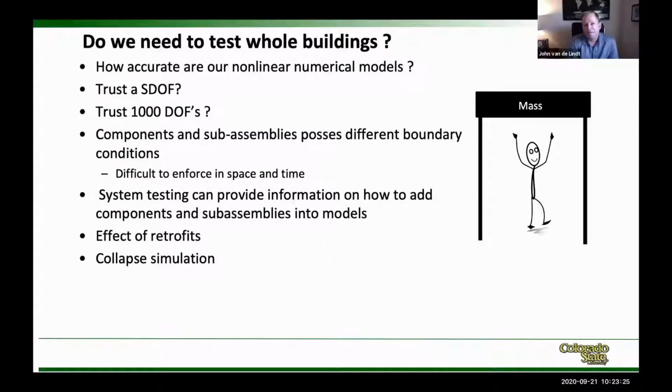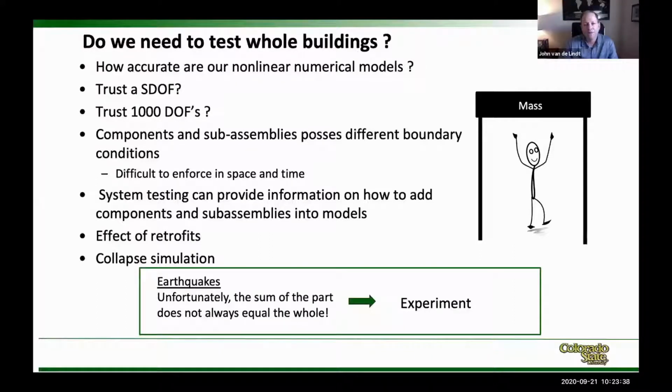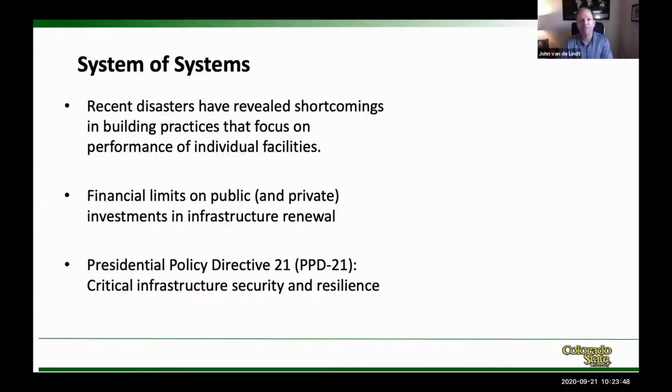And then system testing essentially can provide information on how to add these things in, the effects of retrofits, and then of course collapse simulation. And so essentially, the sum of the parts doesn't always equal the whole, and that's why we do these whole building tests, or at least that's why I've worked on them.